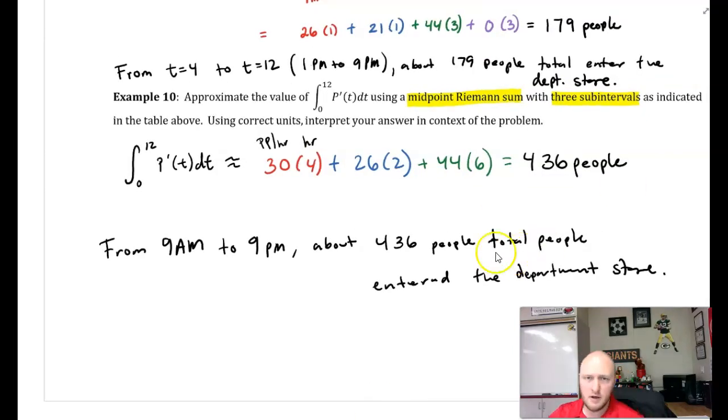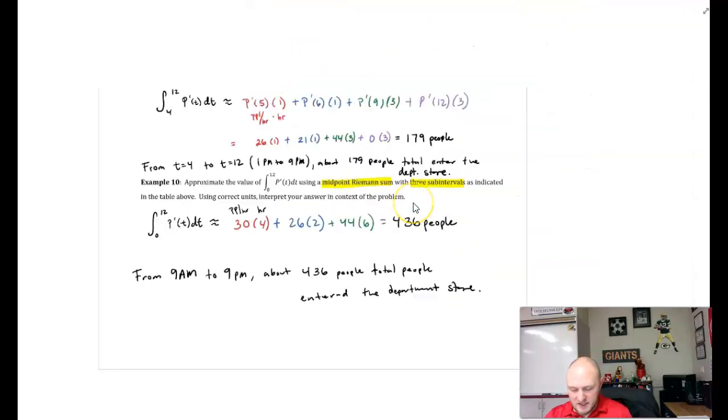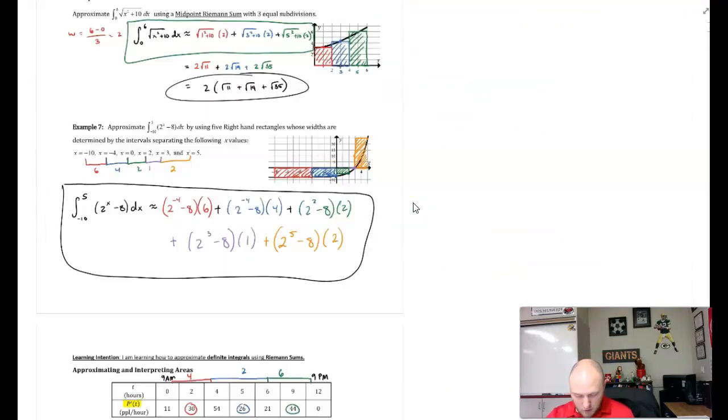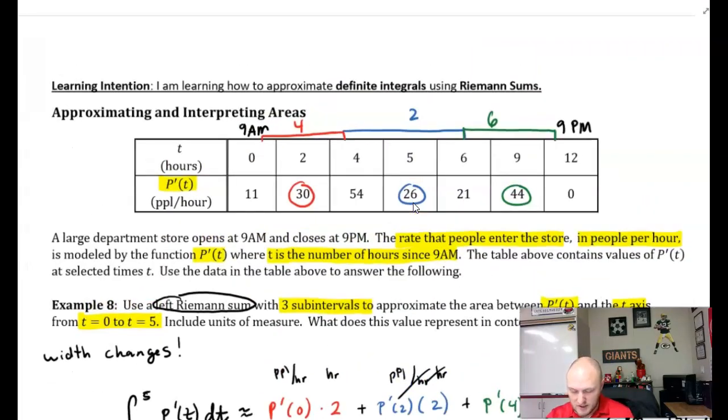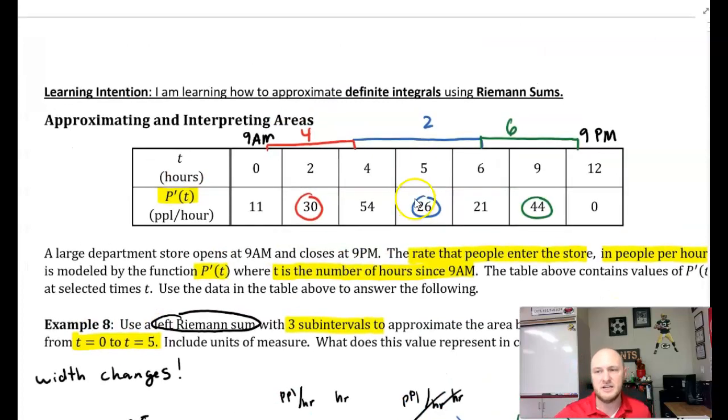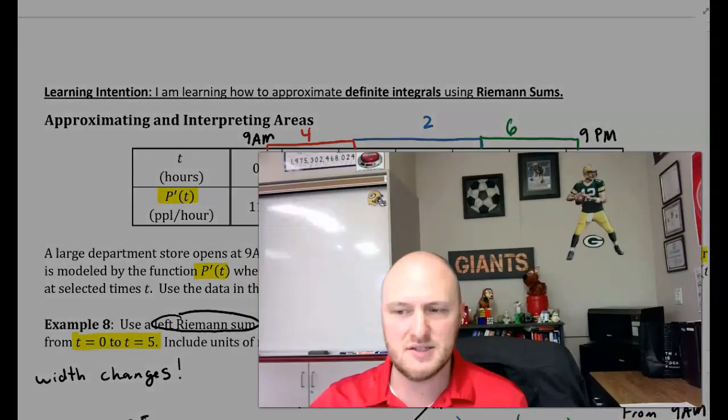There you have it. All right, that's going to do it for this video. In this video, we went over our learning intention, which was how to approximate definite integrals using Riemann sums. We covered a left Riemann sum, a right Riemann sum, and midpoint Riemann sum.